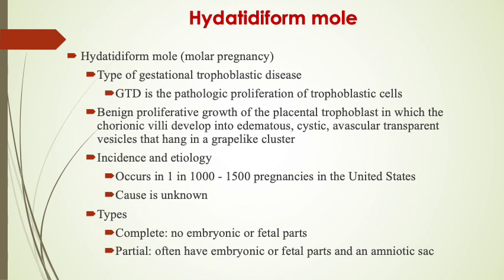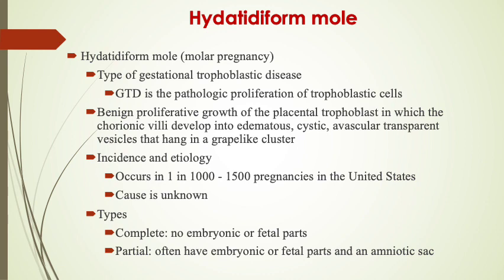And this hydatidiform mole is a benign proliferative growth of the placental trophoblast in which the chorionic villi develop into edematous, cystic, avascular, transparent vesicles that hang in a grape-like cluster. So when you see the picture of a patient who is pregnant with this molar pregnancy, you will see that it looks like a grape-like cluster. When you see the image, it's like a grape-like cluster.